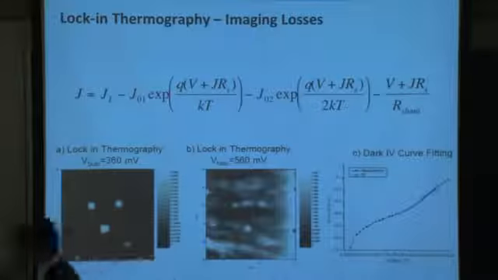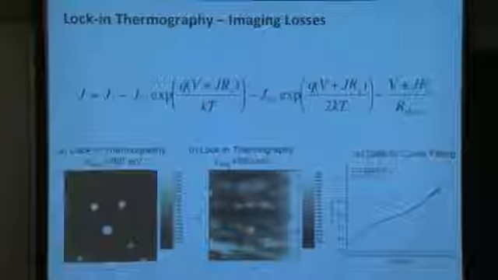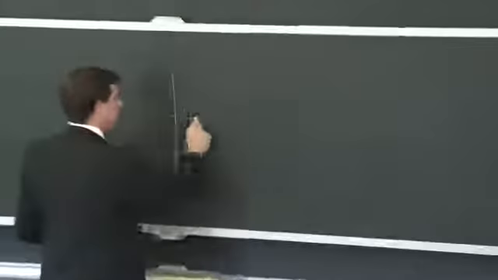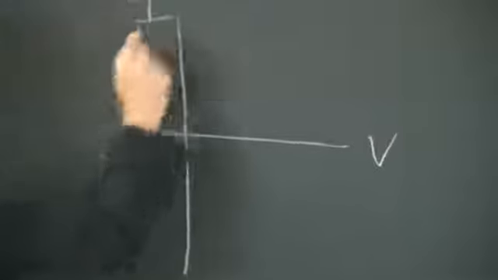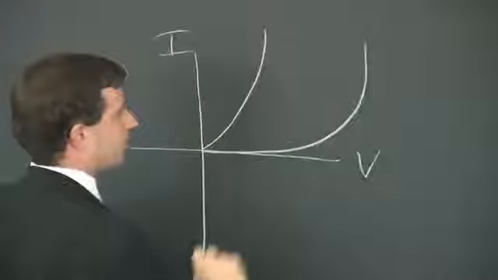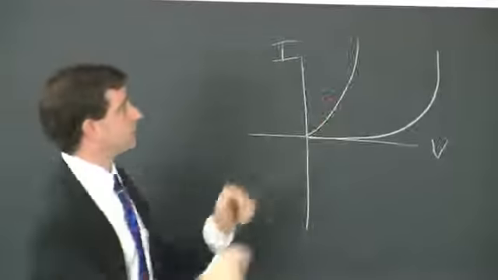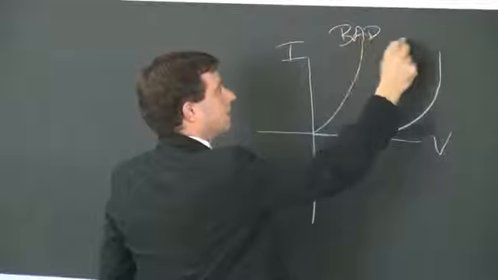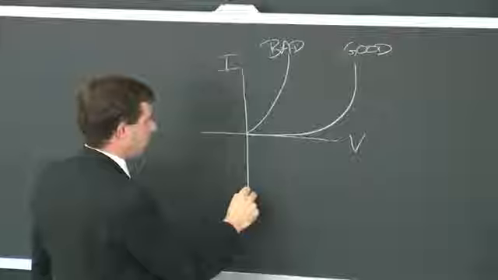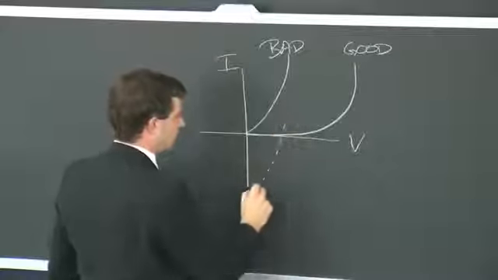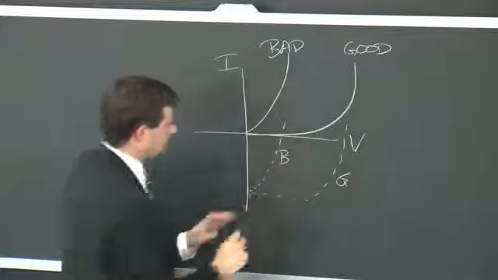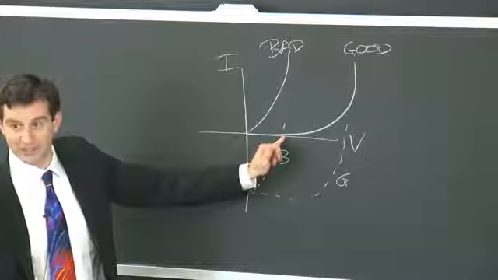Let me repeat that one more time so people get it. What I'm doing right now is measuring this device in the dark, and this is my IV curve right here, and I have an example of a bad device and a good device. The reason this is bad and good is because when I transpose this curve under illumination, you'll see that the bad has a lower VOC, right?